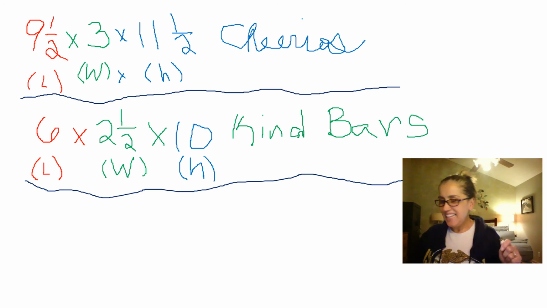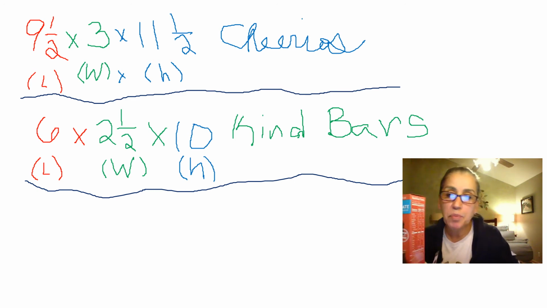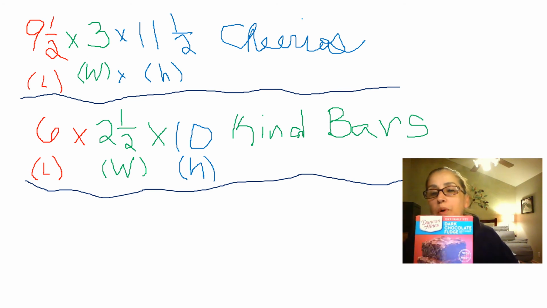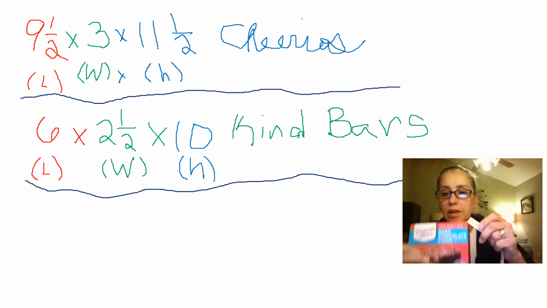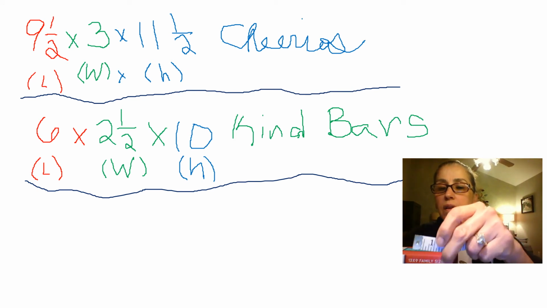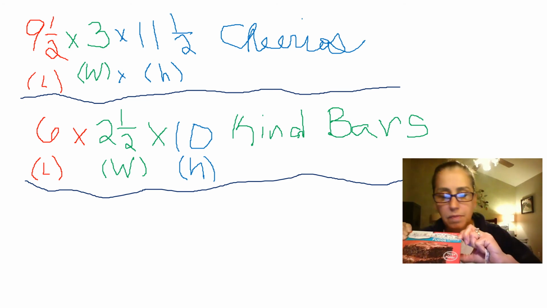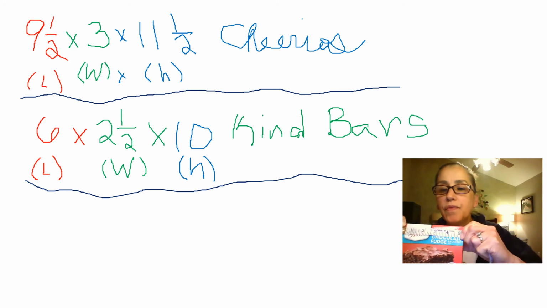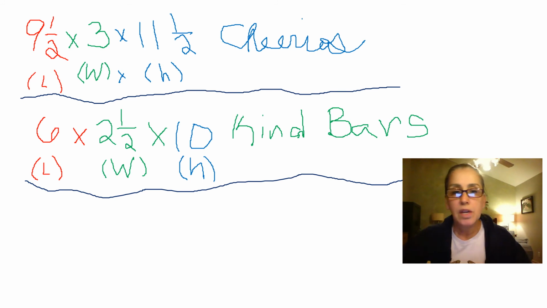Okay, students, last thing on my list is going to be the brownies. Yes, the brownies. Okay, Duncan Hines. First, let's go with our length. Length is going to be across here. There to there. And according to my tape here, it is 5 inches. 5 inches, students. So my length is going to be 5 inches.